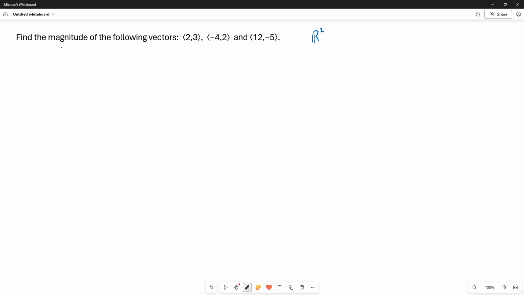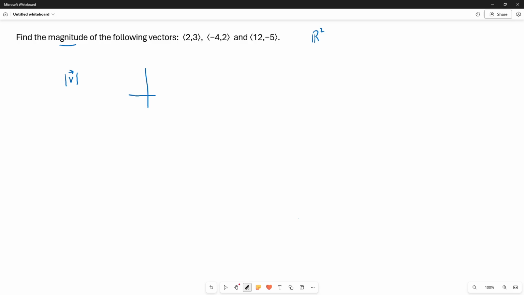And to find the magnitude of a vector, if you have a vector v, then the magnitude of v is indicated by putting the vector in absolute value bars. So this does not mean absolute value. If you put a vector in there, it means magnitude of the vector.